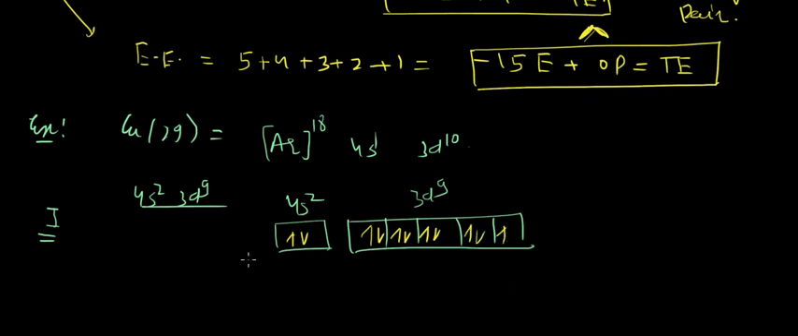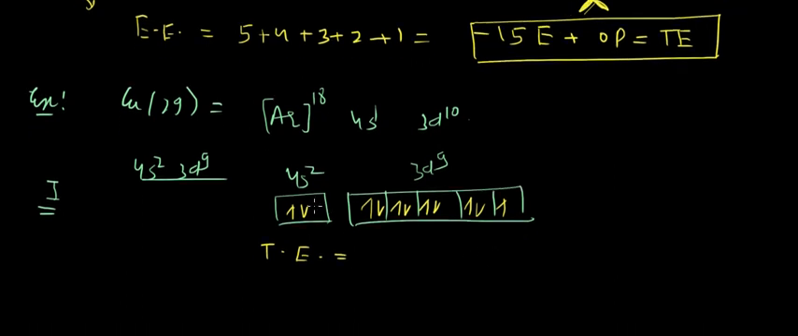So what is the total energy? Total energy would be, what is the exchange energy here? Exchange energy would be, for this electron we would be having 1 2 3 4 5, plus for this one we have 1 2 3 4 plus 3 plus 2 plus 1. Okay, and similarly this was for the plus half spin.